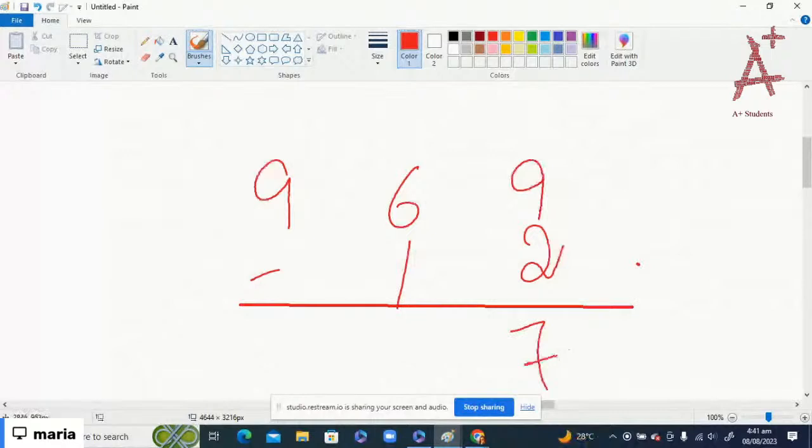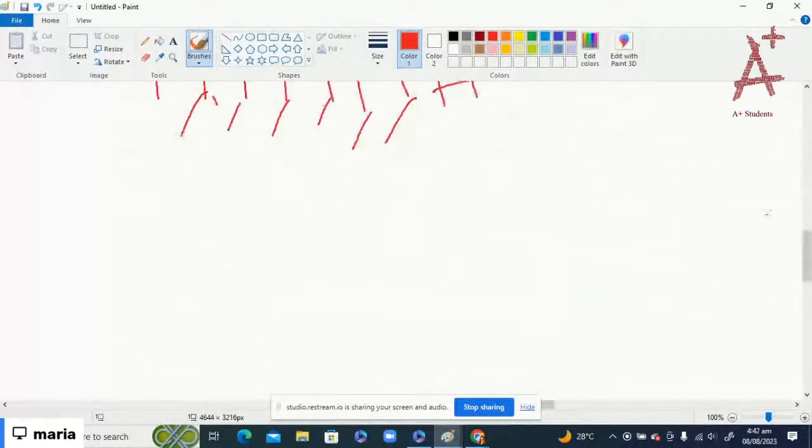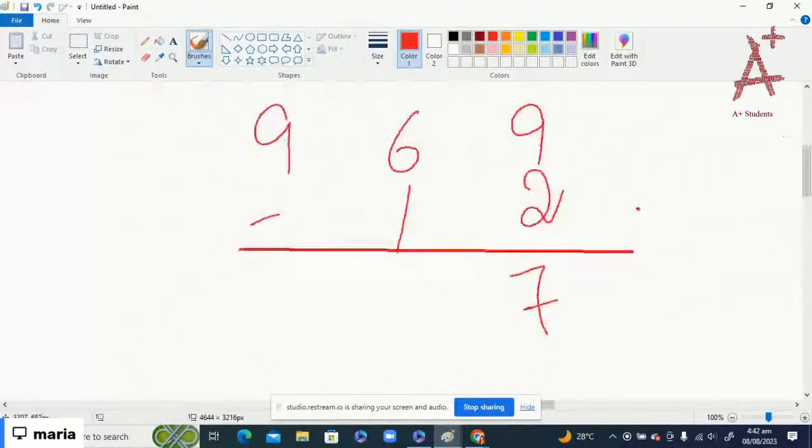Now 6 minus 1. Let's do it. It's simple. You just count it on your fingers. 6 fingers, then remove 1 finger. How much left? Simple one. 5. And 9 as it is. That is your answer.